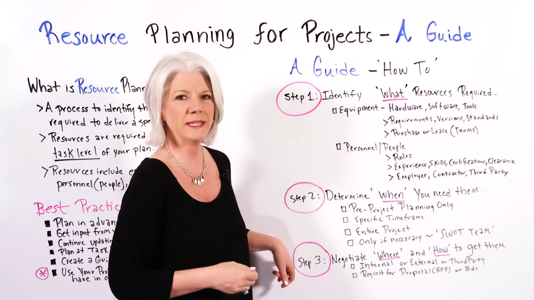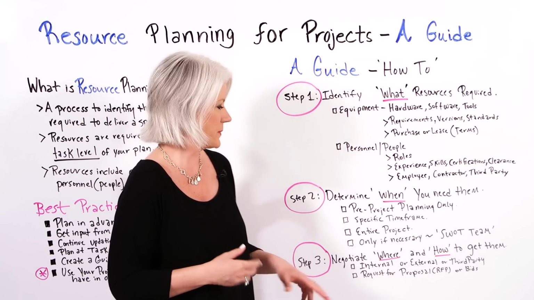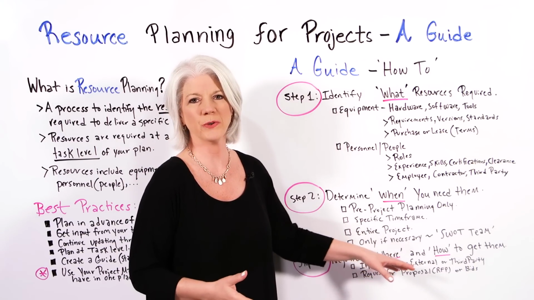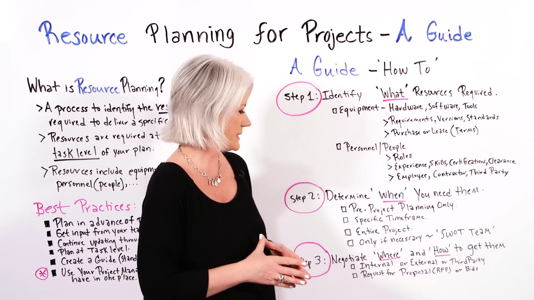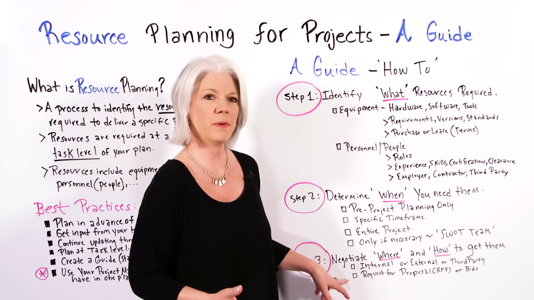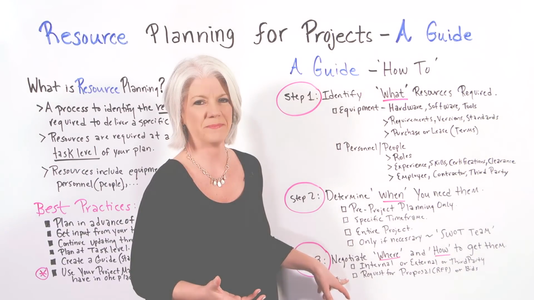And then step 3 is negotiate where and how you get them. So again, determine if they're internal resources or external, or you're going to use a third party to get them. In some cases, you may have to do a request for proposal or a bid. A lot of government type work requires that.